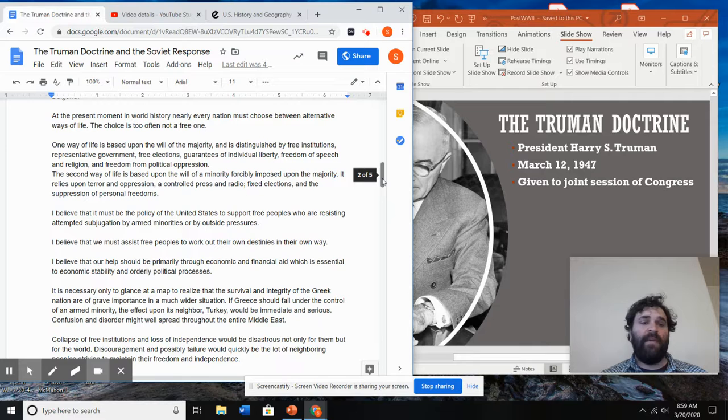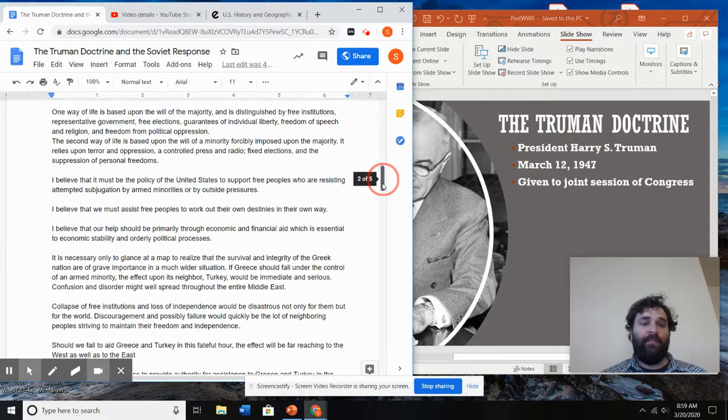One way of life is based upon the will of the majority and is distinguished by free institutions, representative government, free elections, guarantees of individual liberty, freedom of speech and religion, and freedom from political oppression. The second way of life is based upon the will of a minority forcibly imposed upon the majority. It relies upon terror and oppression, a controlled press and radio, fixed elections, and the suppression of personal freedoms.